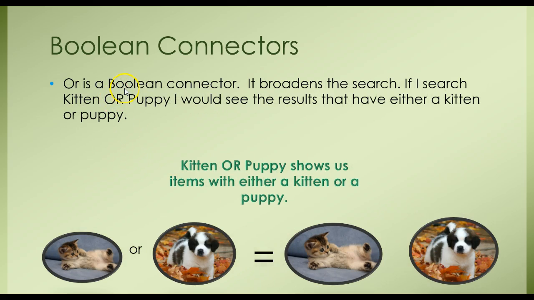Or is also a Boolean connector. It broadens your search. If I search kitten or puppy, I would see the results that have either kitten or puppy as keywords. So, kitten or puppy equals kitten or puppy in the results. So it makes it bigger. It doesn't narrow it down.